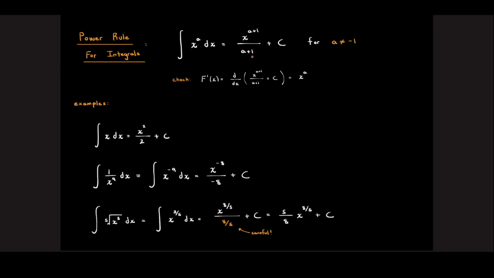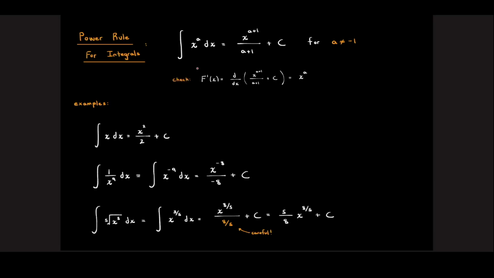So let's verify this one. If I go ahead and differentiate this function, so d by dx of this function, the derivative of the first function, just using the power rule for derivatives, you bring the a plus 1 down, and it will cancel with the a plus 1 down here. And then you subtract 1 from the exponent, so you'll get x to the a. And then the derivative of a constant is just 0. So yes, this is indeed an antiderivative because it differentiates into the integrand.